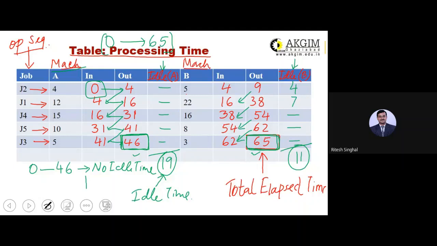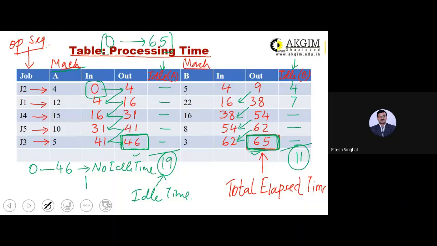So students, number one, find the optimal sequence. Next, find the total elapsed time. And the third thing is to find the idle time for machine A and machine B. Okay, so I hope you understand this particular problem.